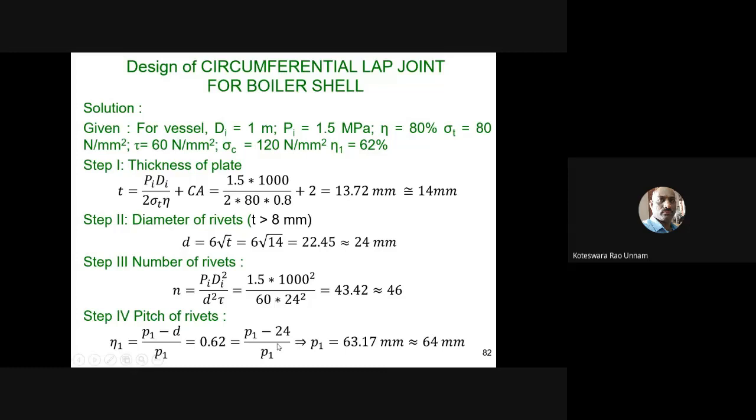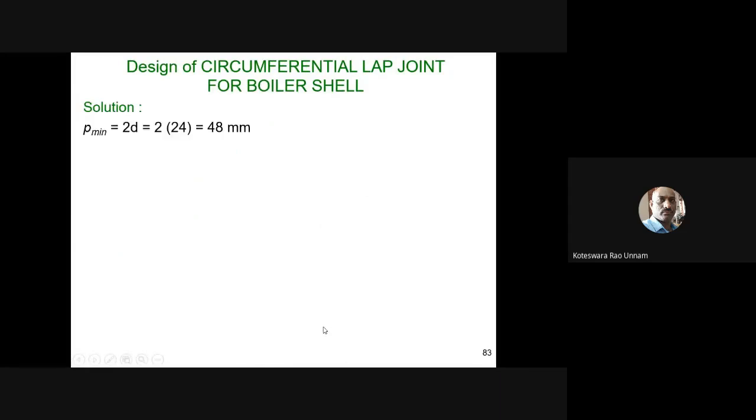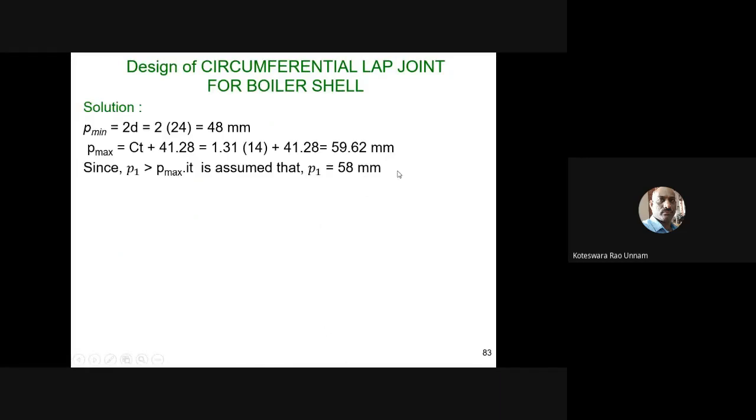You will get a higher value only, because P1 remains the same, but here, instead of minus 24, you have 2. That means if you substitute D is equal to 22 also, you will get P1 is more than 63. So still it is violating that maximum pitch condition. Therefore I can stick to that P1 value of 58 only.